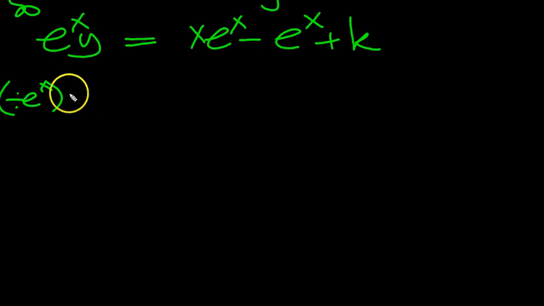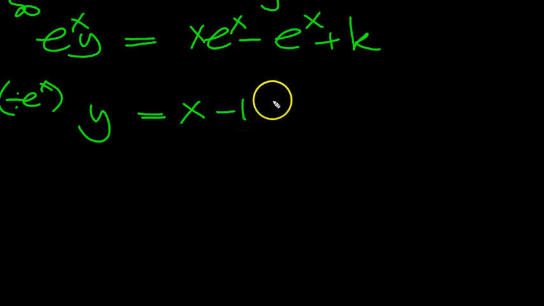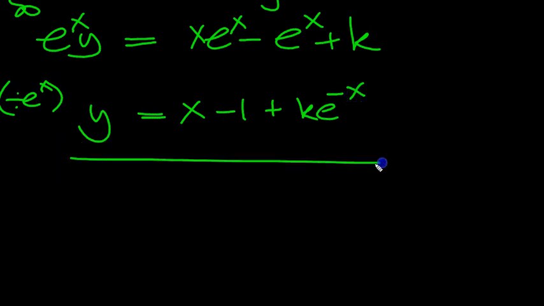On the left, or times by e to the minus x, however you want to say it, we'll get y. Here you've just got x, and here's minus 1, isn't it? Plus, and when you divide by e to the x, you can move it up to the top and flip the index. So it's the same as multiplying by e to the minus x, isn't it? So there's our answer.